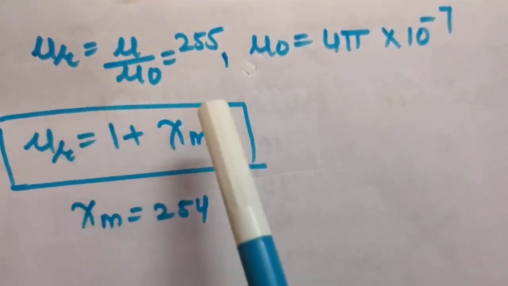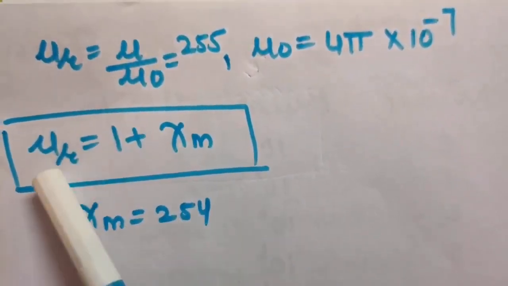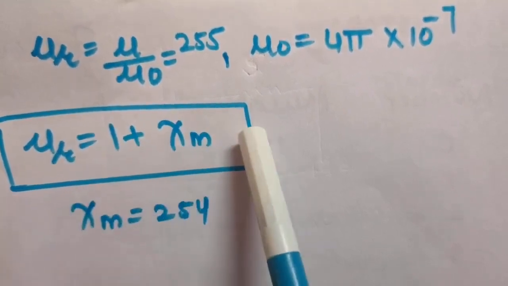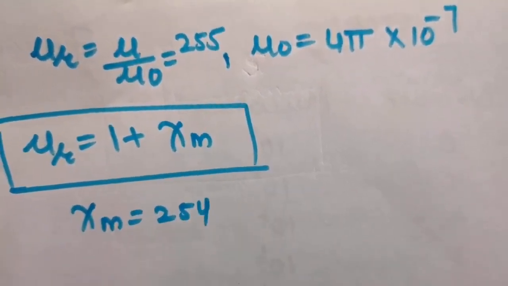And you can easily calculate susceptibility from permeability, that is mu r is equal to 1 plus chi m. So chi m will come to be 254.